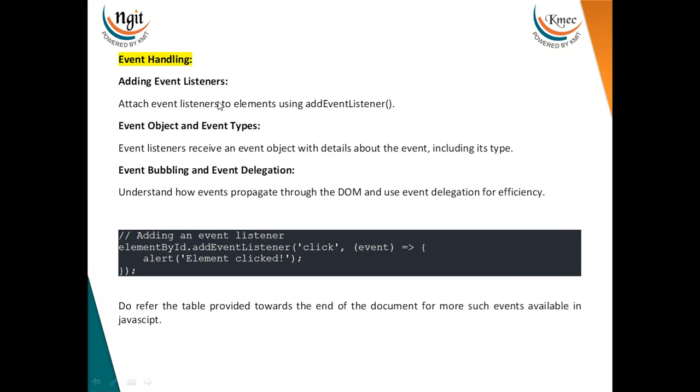And event handling: you have to add event listeners, attaching them to the elements using the addEventListener method. Event object and event types: an event listener receives an event object with details about the event, including its type. Event bubbling and event delegation: understanding how events propagate through the DOM and using event delegation for efficiency. Here we add an event listener: element by id dot addEventListener. When it is clicked, it gives an alert that the element was clicked. There are many other kinds of event listeners that I have given in the pdf.